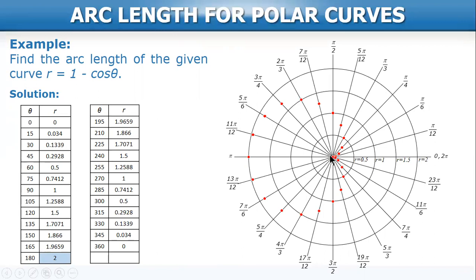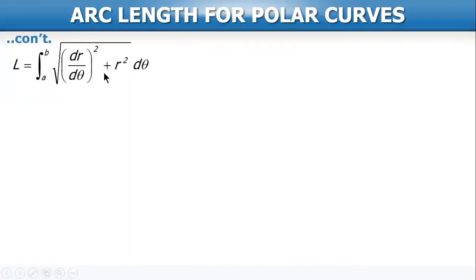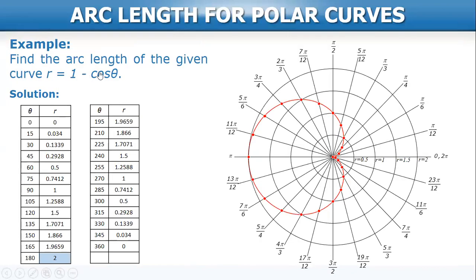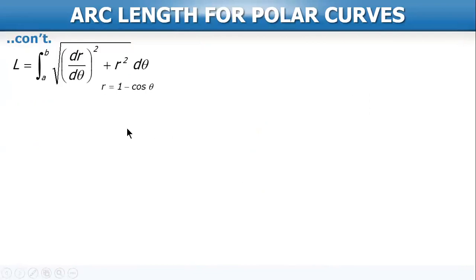And connect them from 0 to 360: 0, 15, 30, 45, up to 360. This is the graph. It's a cardioid. Okay, cardioid. And so let us find the length of this curve. The equation is this, and the formula is this. And so we have r equal to 1 minus cosine theta. Okay? 1 minus cosine theta.